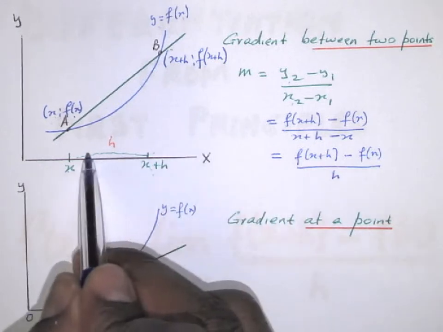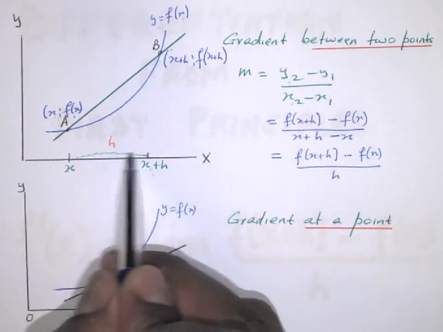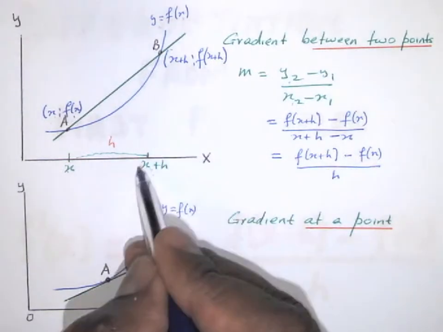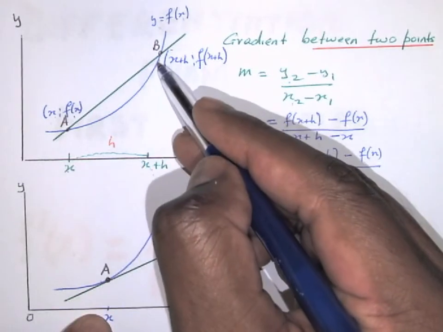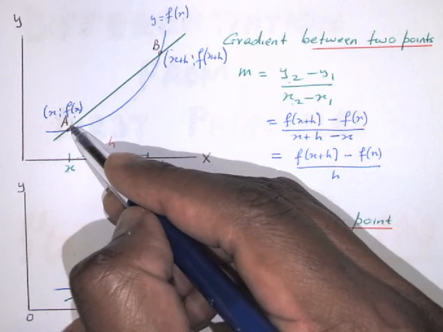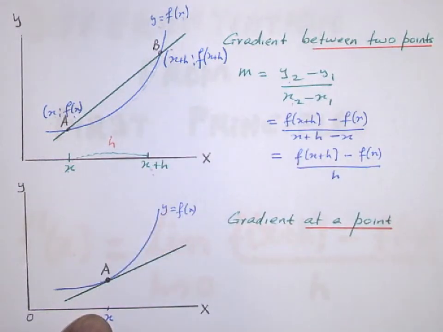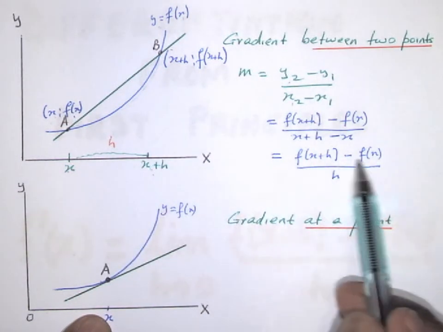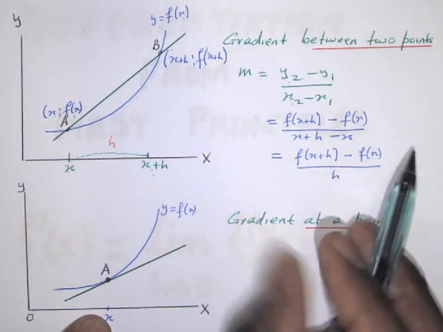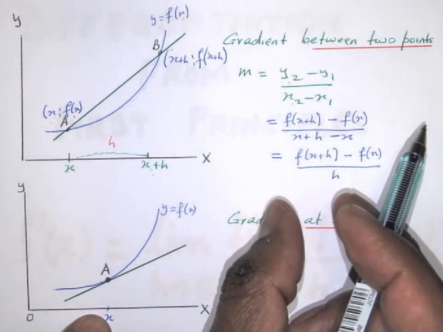So what happens if the increase of h is 0? We've got a point here, I've got the x value. Now h becomes smaller, which means that this point comes closer and closer and closer to the a value. Which means that my gradient will have that as h approaches 0. So we'll have a limit as h approaches 0.